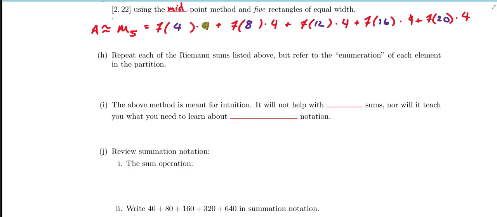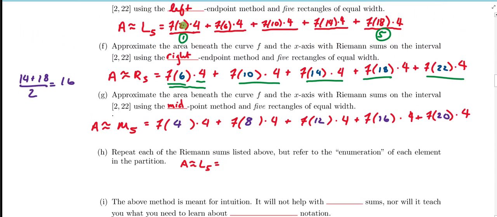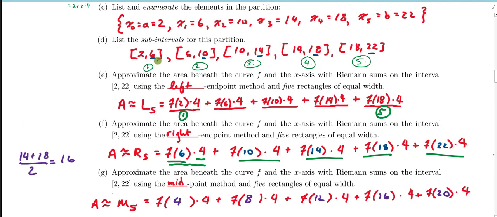Okay, so let's repeat these Riemann sums above, but we're going to use the enumeration of each element in the partition. So here we're going to say that, for example, the area was approximated by our left endpoint method with 5 rectangles. And here what we're going to say is, if I go back up to that left endpoint method, what was the number 2 here? That was my x of 0. So this will be f of x of 0 times delta x. And you see that if you go all the way up to our first subinterval, because we're using the left endpoint method, I wanted the 2. But how did I enumerate the number 2? I called it x of 0.